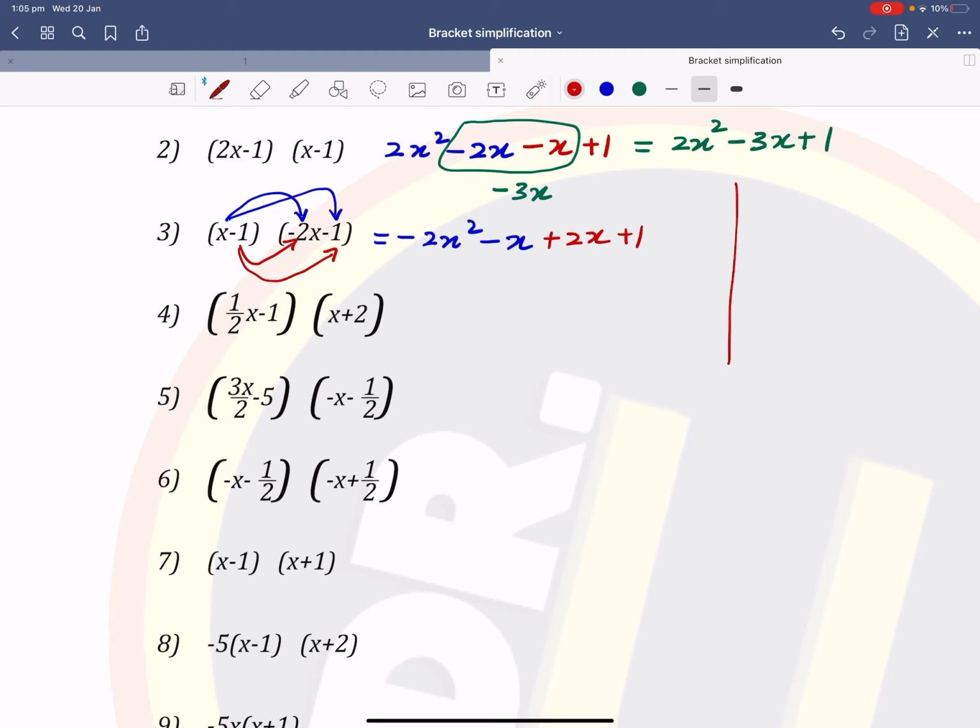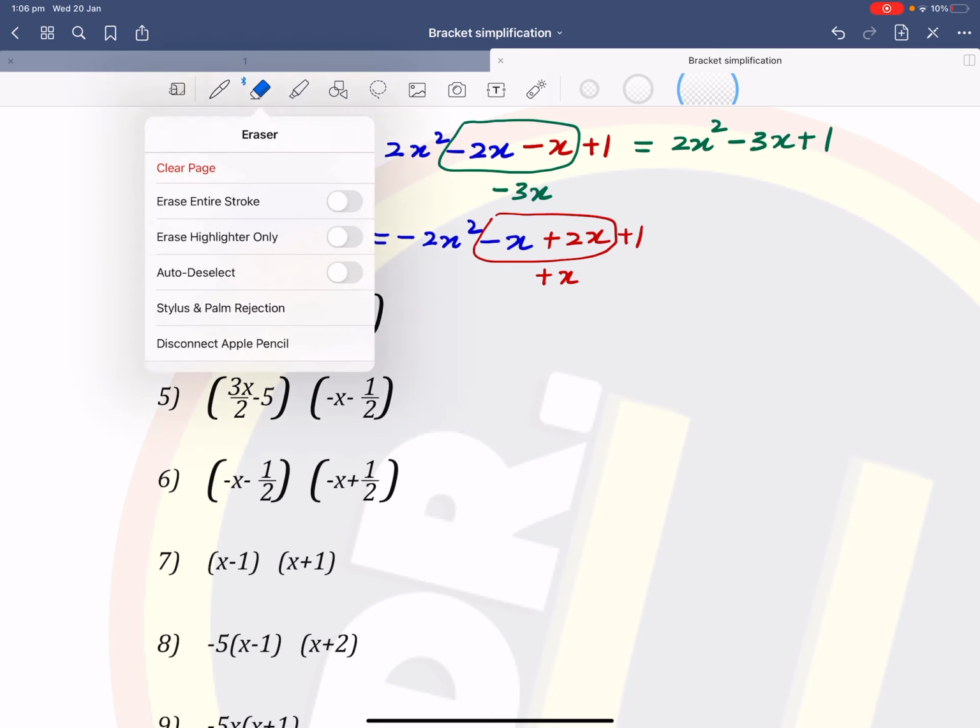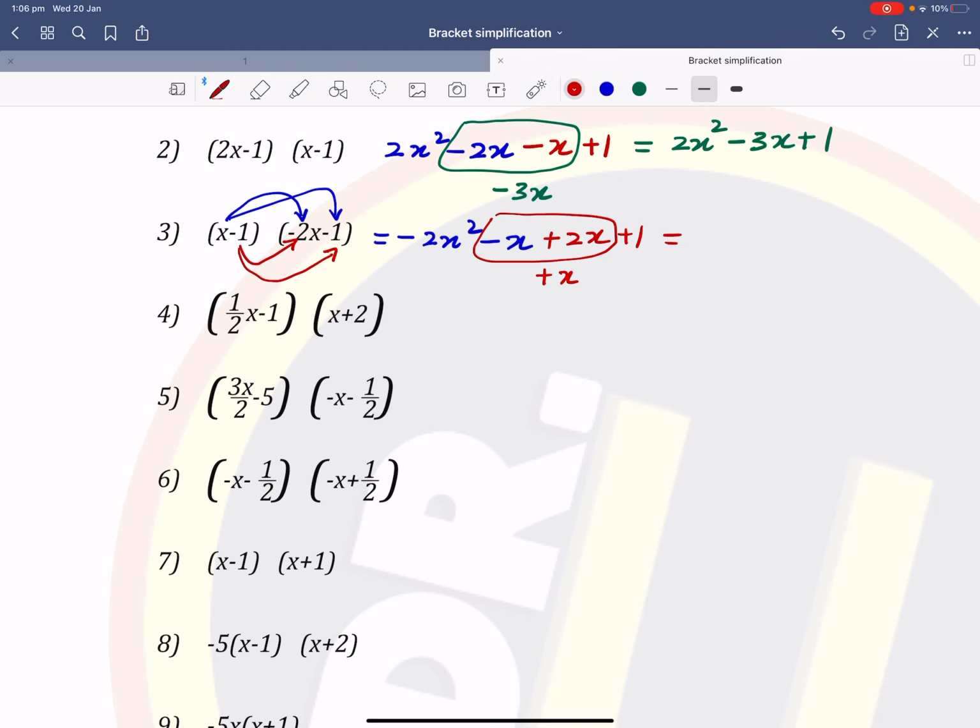Now here I'll show you how I got the multiplication of minus 1 with minus 2x. It's minus 1 times minus 2x. Now minus times minus is going to be positive, and 1 times 2 is 2x. So that's how you get it. Now again, if you carefully look at this, you can simplify that, and that's going to be plus x. So the final answer to that question, I'm going to erase this part, would be minus 2x squared plus x plus 1.